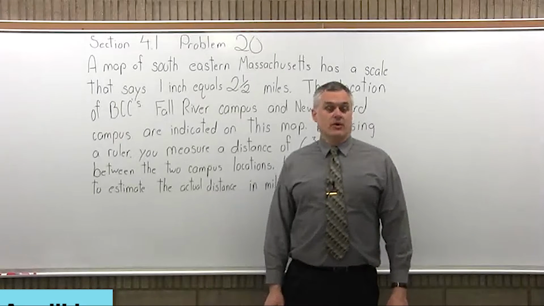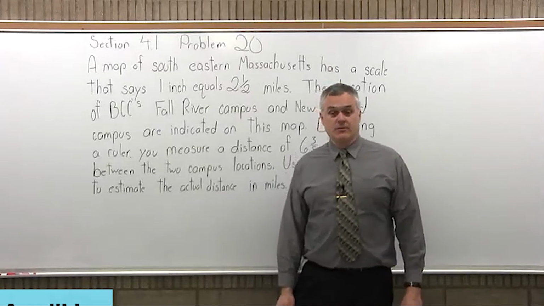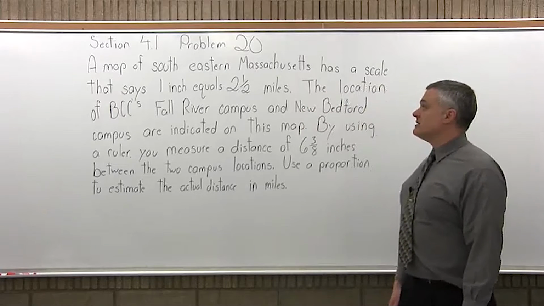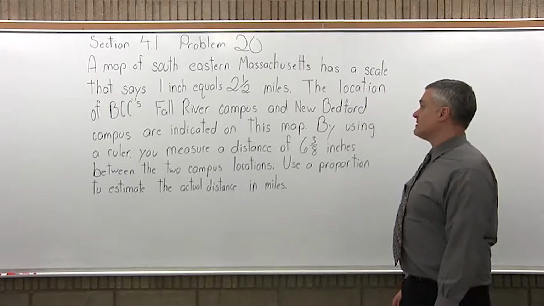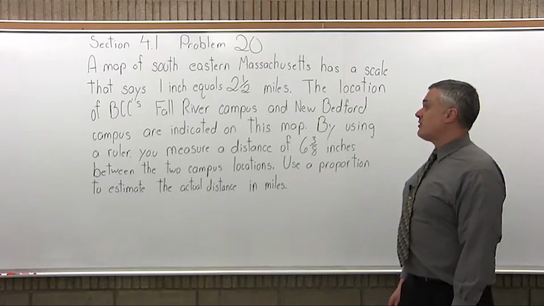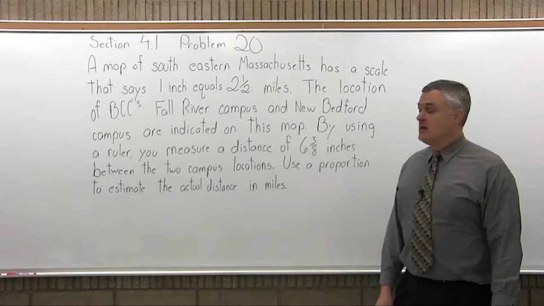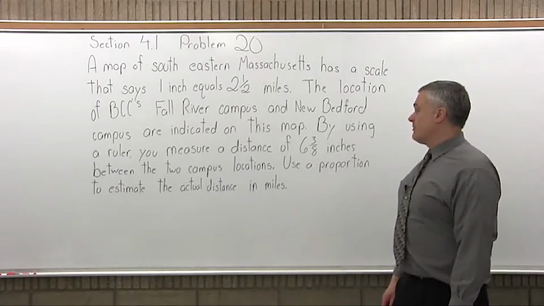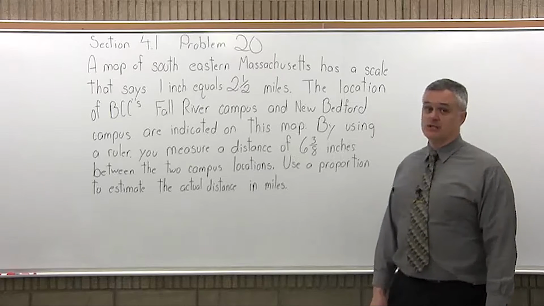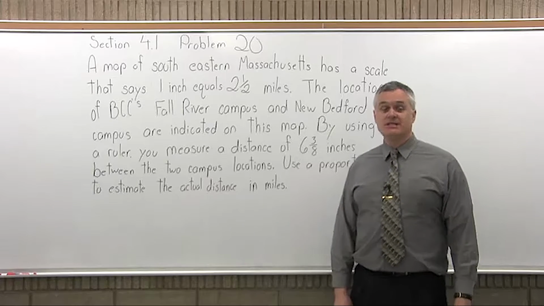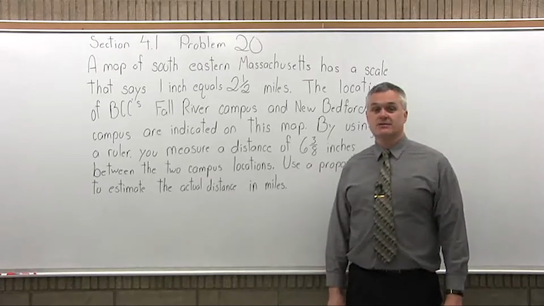This is Section 4.1, Problem 20. It says, a map of southeastern Massachusetts has a scale that says 1 inch equals 2.5 miles. The location of BCC's Fall River campus and New Bedford campus are indicated on this map. By using a ruler, you measure a distance of 6 3/8 inches between the two campus locations. Use a proportion to estimate the actual distance in miles.